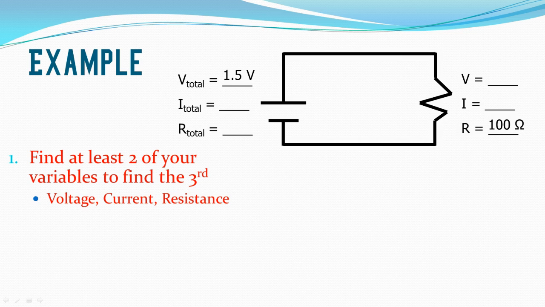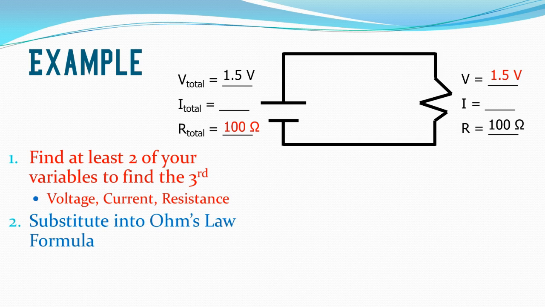In order to find a third piece of information, we need to have at least two of our givens. We need to either have two of voltage, current, or resistance in order to find the third. Since this is a very basic circuit, I know that the total resistance has to be 100 ohms, because that's all the resistance I have. I know the voltage has to be 1.5 volts because we only have one single basic circuit. I'm going to substitute into Ohm's law formula in order to find the missing information. So I'm going to take V equals I times R.